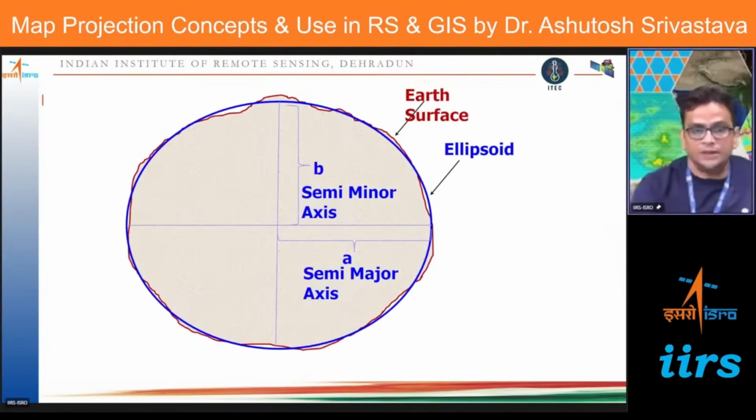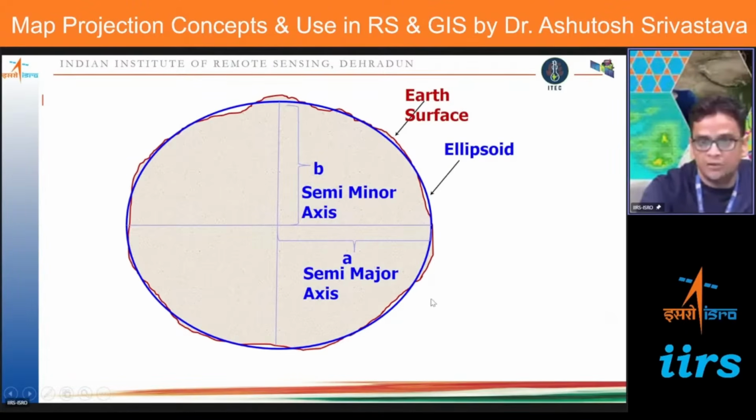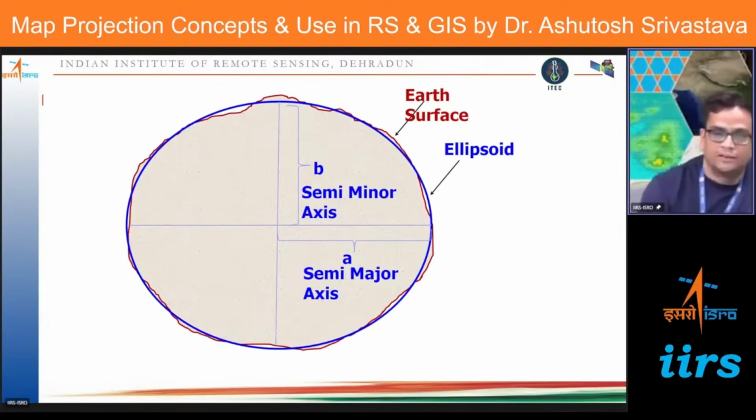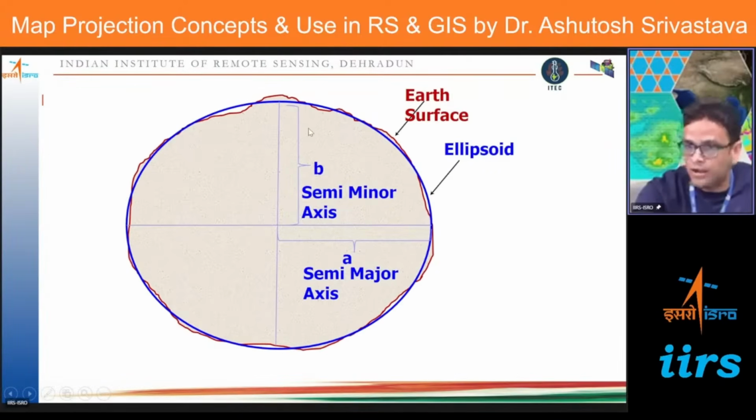You see, this is our Earth's curvature. In red, you can see its ups and downs. So we are fitting one ellipsoid, one mathematical surface, to this, which can closely represent our Earth. So this is the semi-minor axis and semi-major axis. In the Earth's case, we can say this is the equatorial radius, and this is the polar radius.